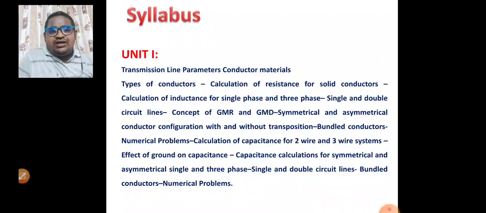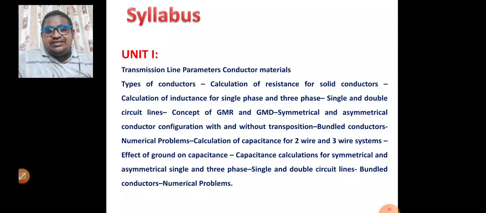Now you tell me, what is the difference between electromagnetic field theory and electric circuit theory? Circuit theory deals with circuits up to 1 megahertz of frequency, that is the maximum. But field theory can deal with both below 1 megahertz as well as above 1 megahertz. The second difference is that in circuit theory we have only two parameters to analyze the system. What are the two parameters? One is current and the other is voltage.